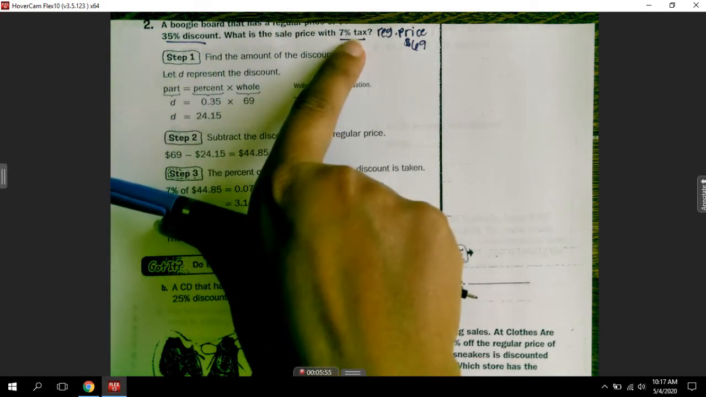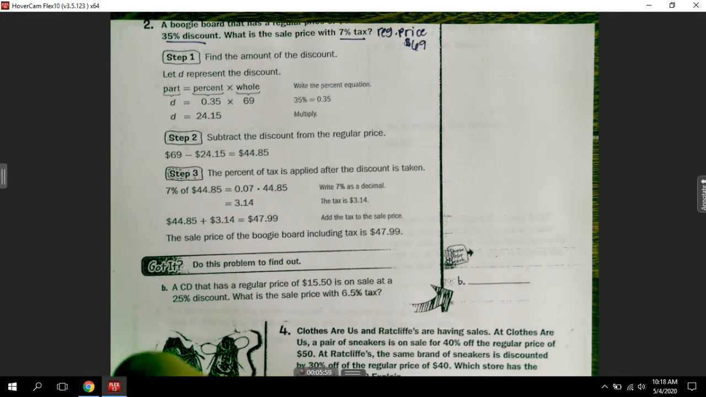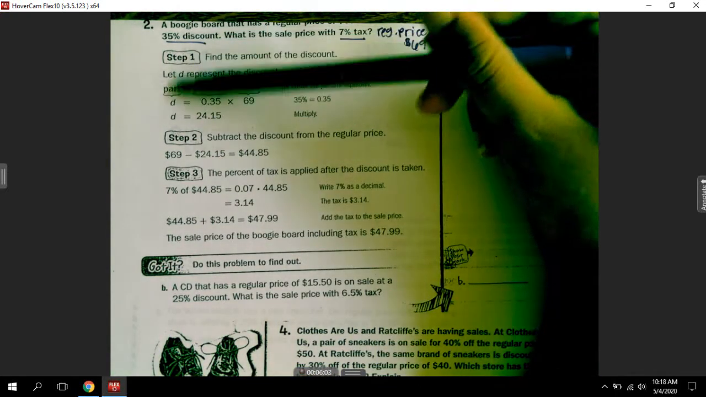So you have to remember whenever you have a discount and a tax, or maybe a discount and a tip, it's going to be different than when you have a tax and a tip. So we're going to look at the steps that they took.